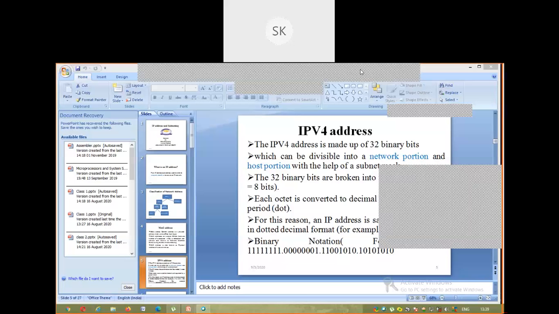And how do we identify which portion is network and which portion is host? Yes, the voice is breaking. That's why I'm repeating. Almost 10 minutes I took for this line only, because the voice is breaking. I'm repeating the same thing.